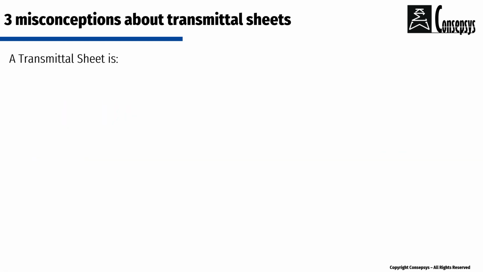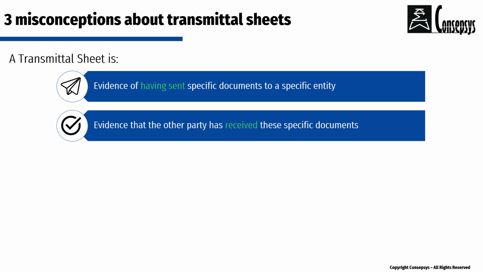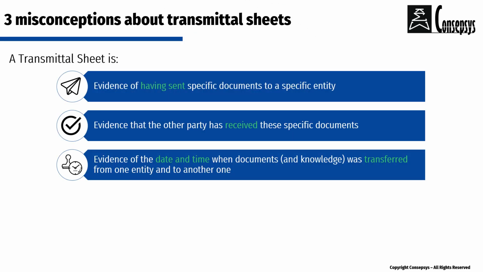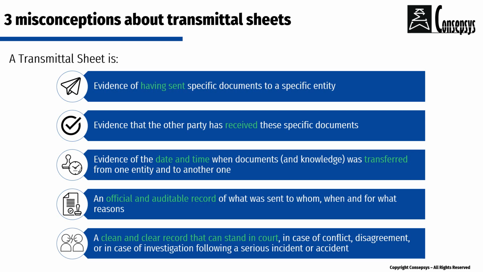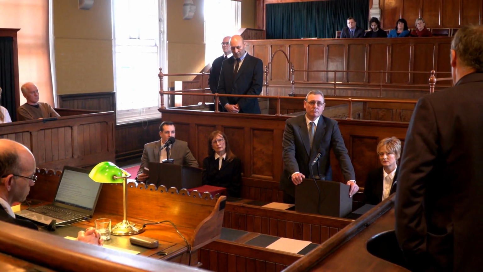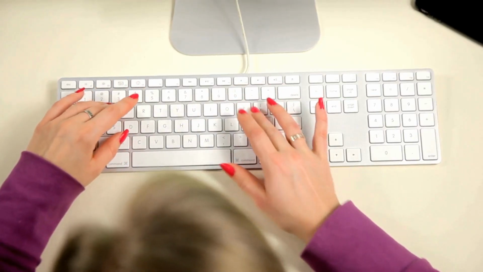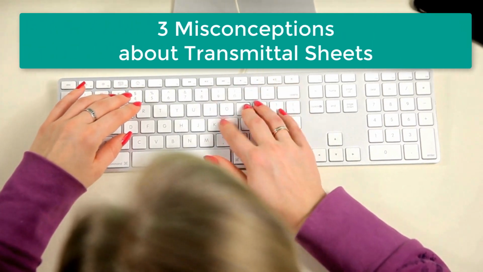A transmittal sheet is evidence of having sent specific documents to a specific entity, evidence that the other party has received these specific documents, evidence of the date and time when documents and knowledge was transferred from one entity to another one, an official record of what was sent to whom, when, and for what reasons, a clean and clear record that can stand in court in case of conflict, disagreement, or in case of investigation following a serious incident or accident. So now that we have recapped on the concept of transmittal sheets, let's see 3 misconceptions about them.